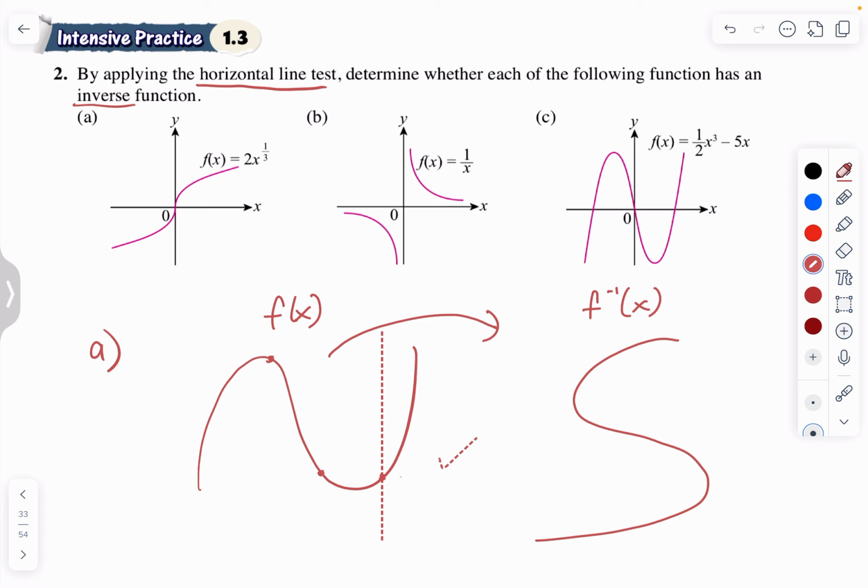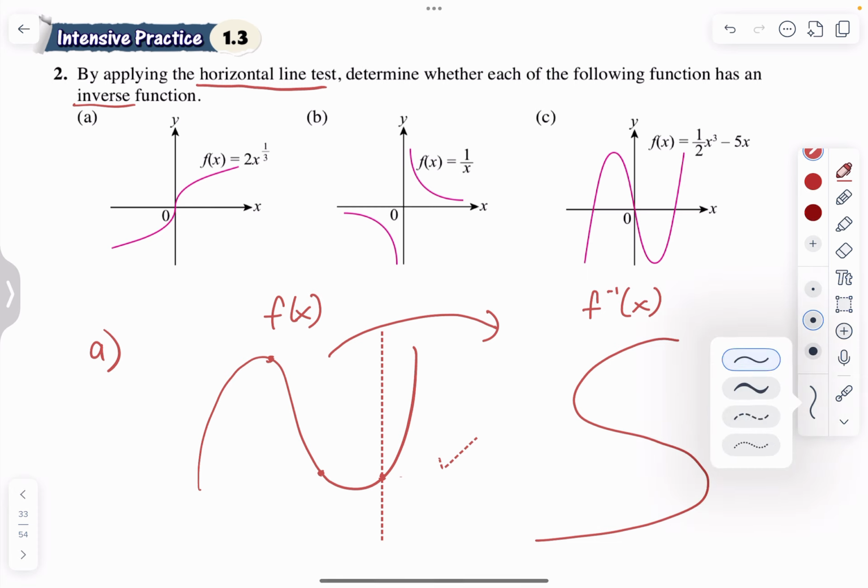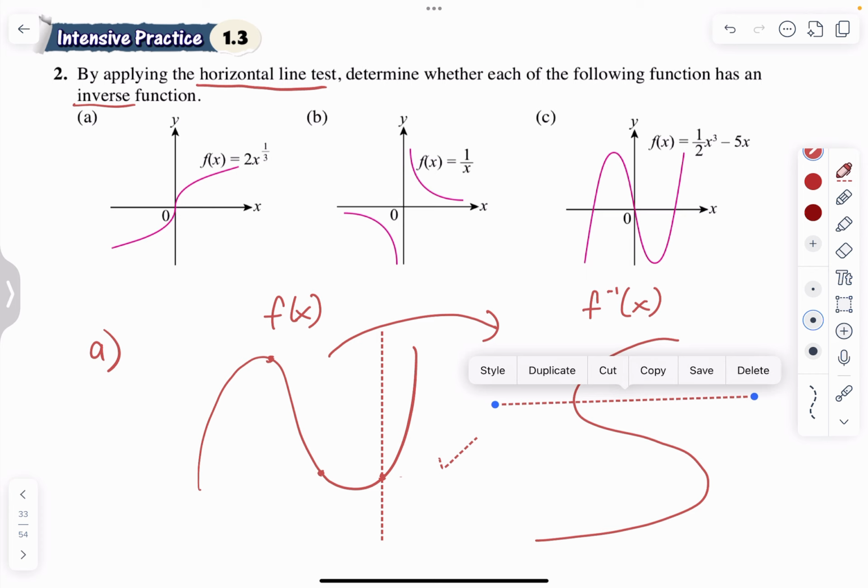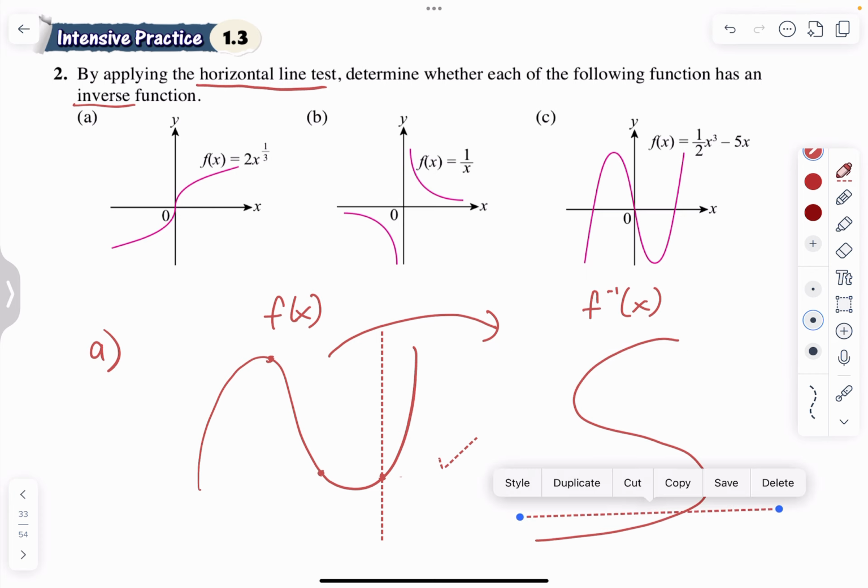Okay, so when you flip the graph, if you want to check if it's a function or not, now the vertical line test will become a horizontal line test. Then only we'll know if it's a one-to-one or many-to-one function. Okay, so if you want to check whether the inverse function is a function or not, you must use the horizontal line test. Okay, so now we check whether it cuts at one point or not.